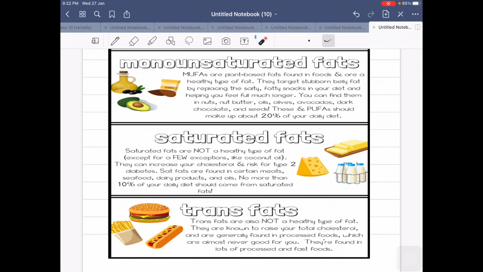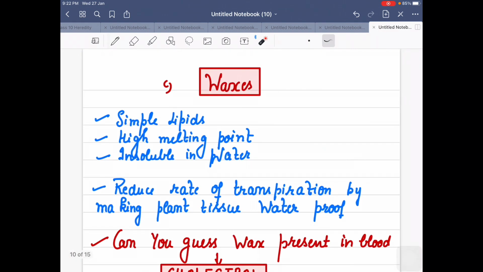There are trans fats, which are present in burgers, fries, as well as pizza. They are not good for you. That is why they all raise cholesterol level in the body, and they are in the category of fast foods. Now comes the third one, waxes.